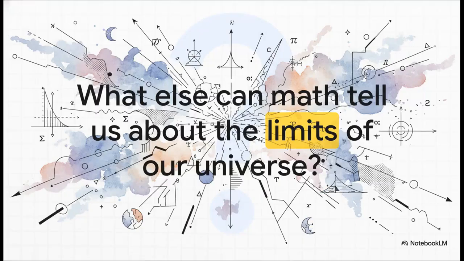And that's what I want to leave you with. Think about it. The math itself told us exactly where it was going to fail. It flagged its own breaking point. So it makes you wonder, right? If a simple rule about division can predict something as wild as a singularity, what other secrets about the limits of our universe are hiding inside the rules of mathematics?